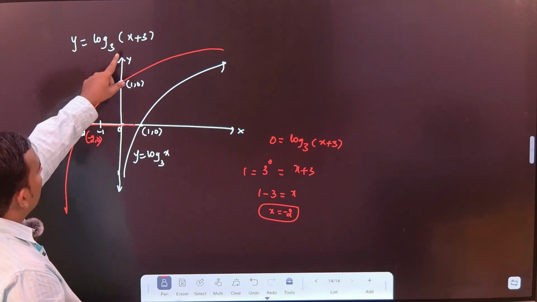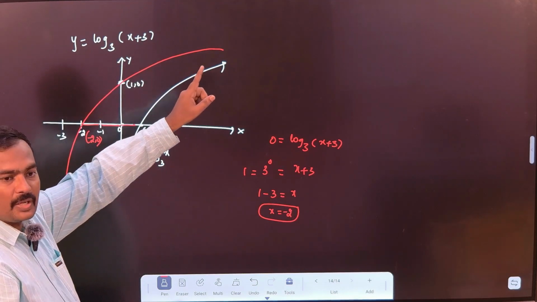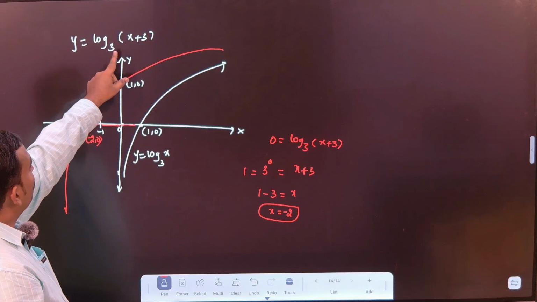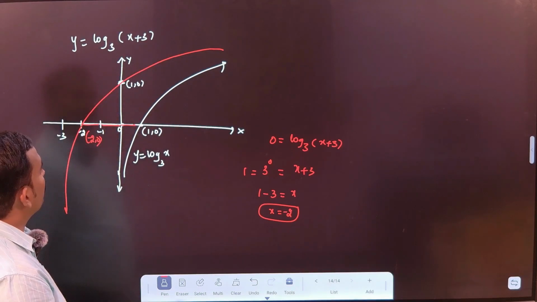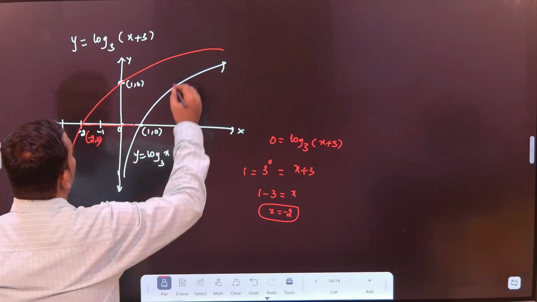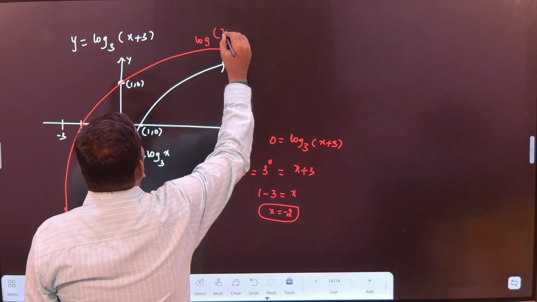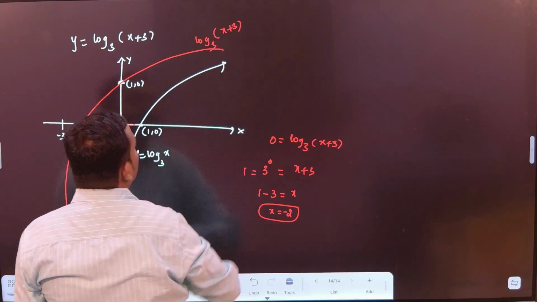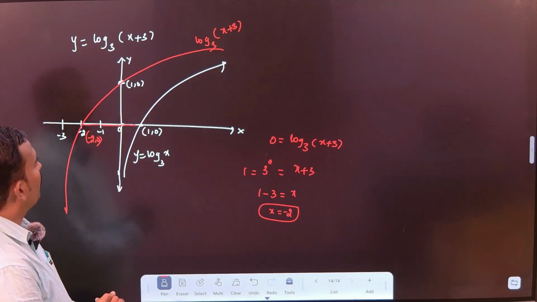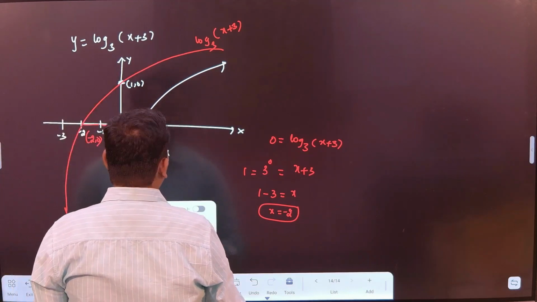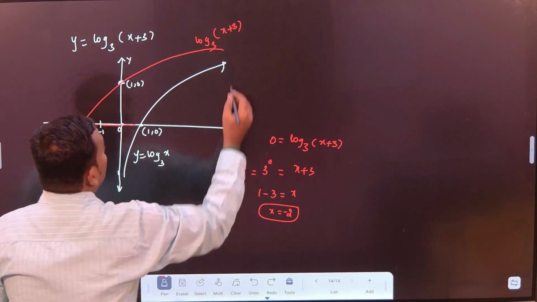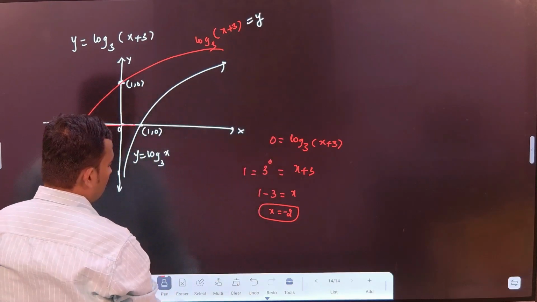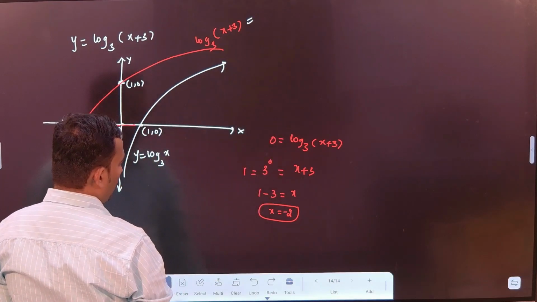So when you take the y-intercept, put x is 0, log base 3 of 3, the value is what? 1. Therefore, it is passing through 0, 1. This is log base 3 of x plus 3. Understand? Okay, this is your y.